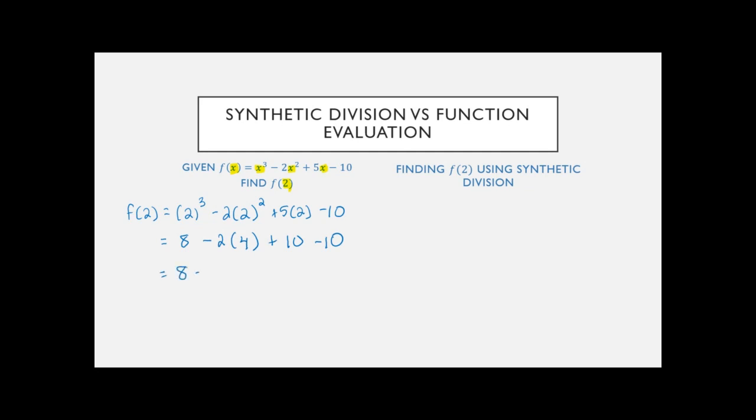Then I have 8 minus 2 times 4, which is 8, plus 10 minus 10. And then 8 minus 8 is 0, 10 minus 10 is 0. This is going to be 0. We actually just found a 0. I made up that polynomial and that number, and I didn't realize it was going to come out to 0, so that was kind of cool.